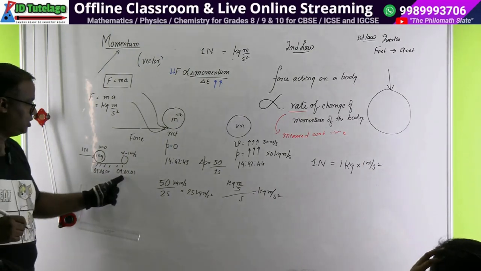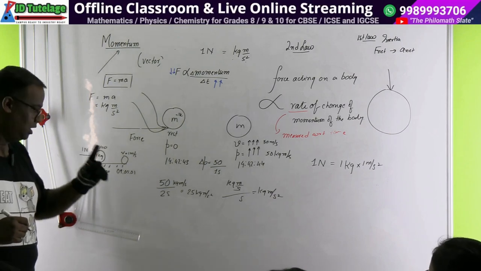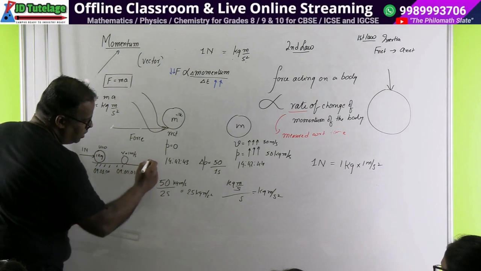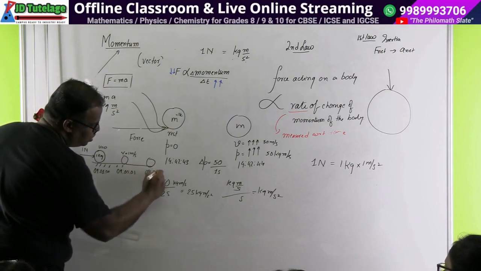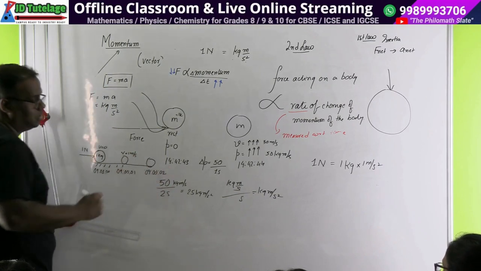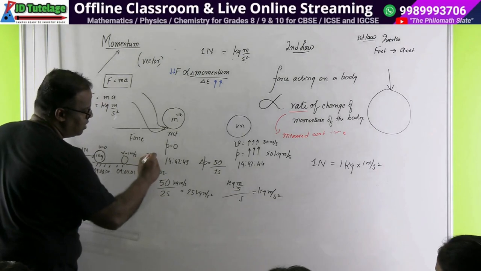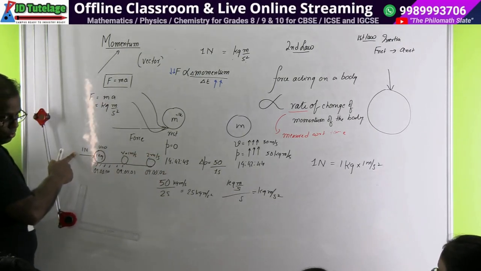So acceleration is how much? 1 minus 0 by 1, which is 1. If the 1 Newton force keeps on existing on it, can you tell me what should be the value at 2 seconds? 2 meters per second. Are you understanding? Are we increasing this? No.